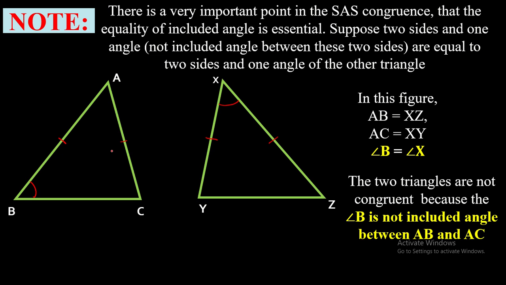So it's essential to remember that when we talk about the SAS congruence criterion, the angle should be the included angle between the two sides that are equal to two sides of another triangle.